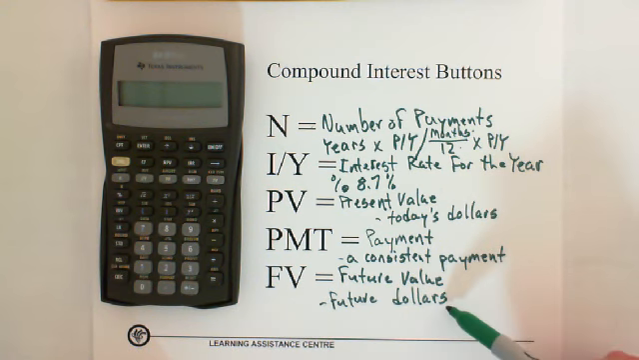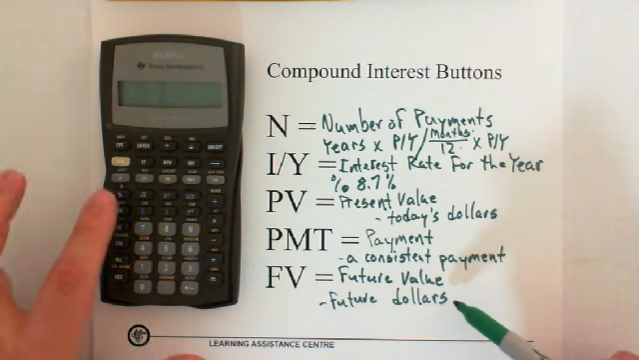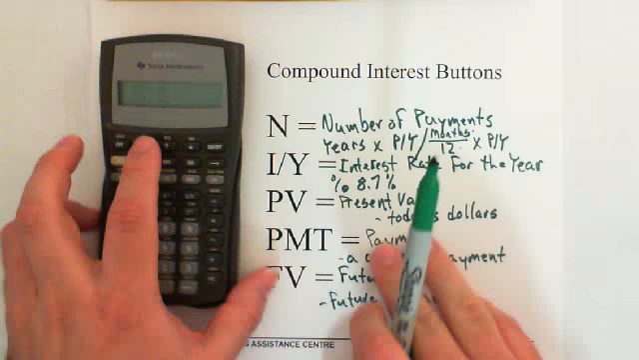And then the last one here is future value, and the future value is how much we're going to have in the future, so it's future dollars. Okay, so those are the 5 buttons on our row calculators.